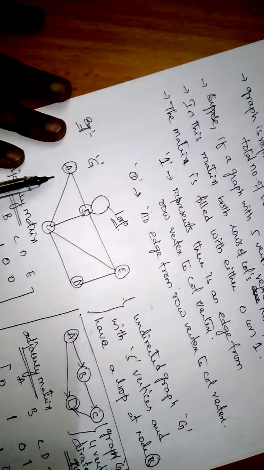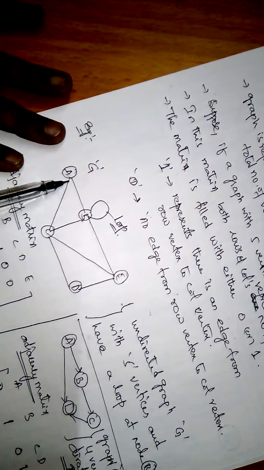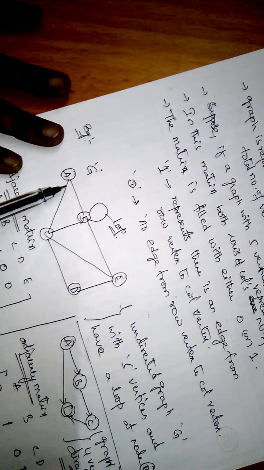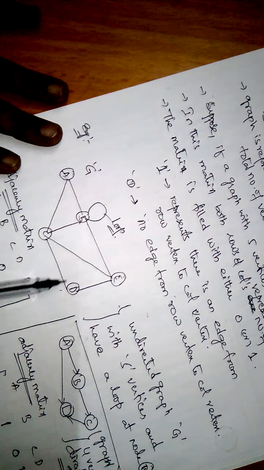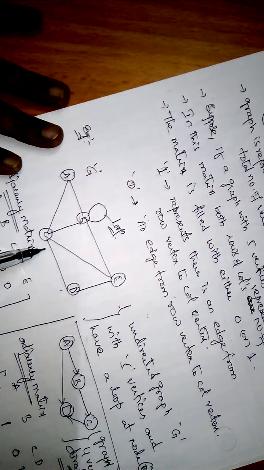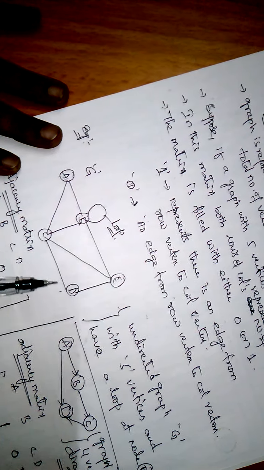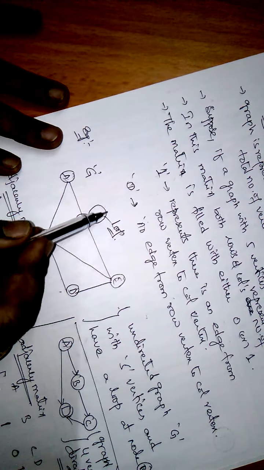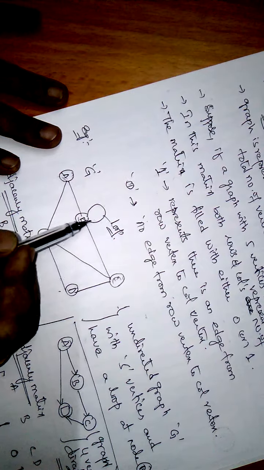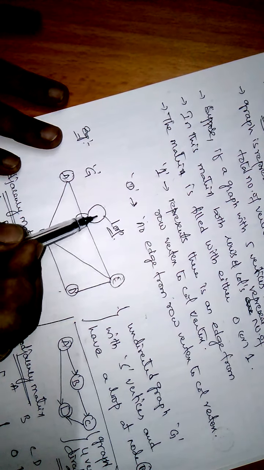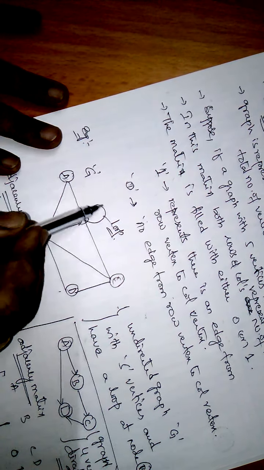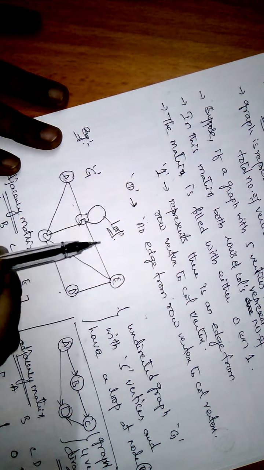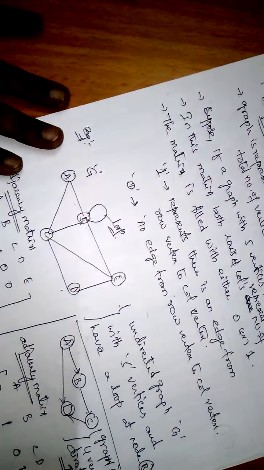Now this is a graph G, which is an undirected graph. It contains 5 vertices A, B, C, D and E. And B has a loop. That means a node which has an edge to itself, where the initial and end node are the same. That's why it is called a loop.